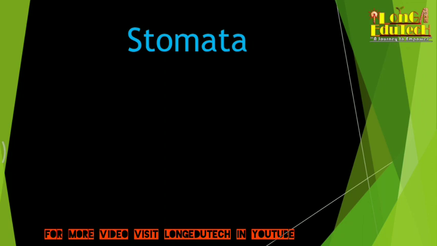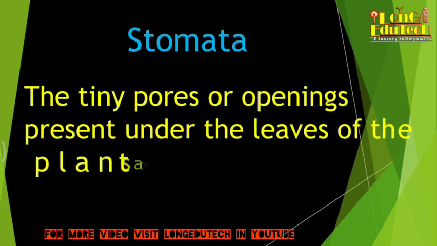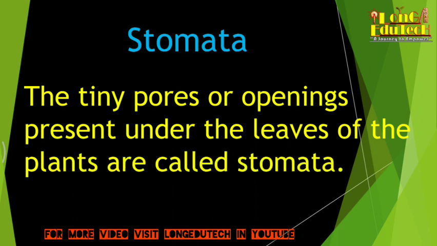Now we know that plants get food by autotrophic nutrition. What are the components required? Stomata. The stomata are tiny pores or openings present under the leaves of the plants. They are simply called stomata. During sunshine, the stomata are open, and each is protected by two guard cells.